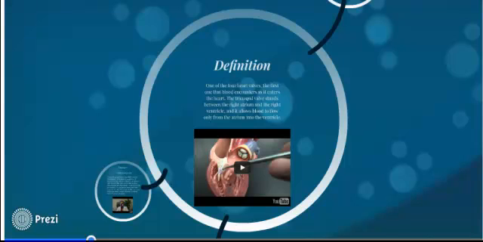Definition. Well, this valve is called tricuspid because it consists of three membranes that receive tissue from the wall of the right ventricle of the heart, and is located between the right atrium and the right ventricle.